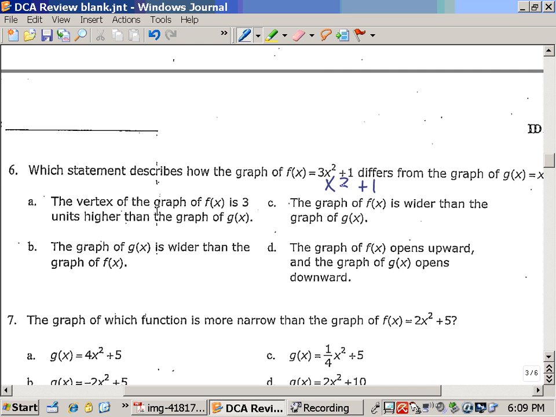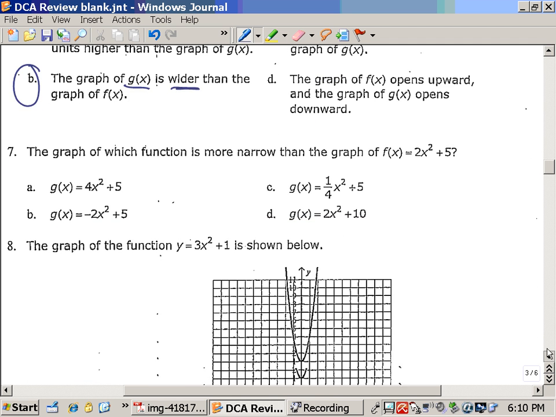Looking at these two, the bigger the number, the more narrow the graph is. So this answer would be B. G of x is wider than f of x. Okay, on problem number 7, I need to know which function is more narrow than 2. That means the number has to be larger than 2, which is A, because 4 is larger than 2, and it makes it more narrow.